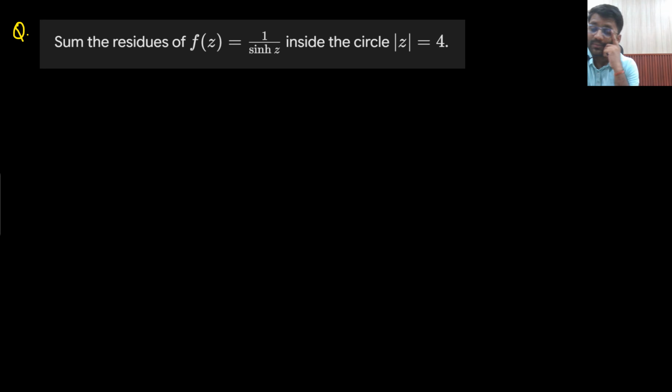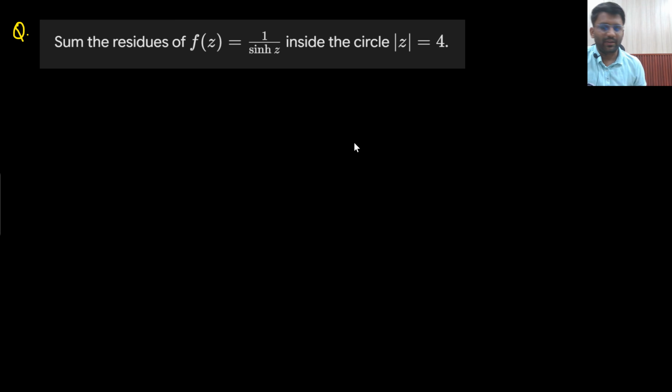Let's see this question. Sum of the residues, I guess this is the last, right? Yes. So let's see this question, then I will take a break. So sum of the residues of f of z equals 1 by sine hyperbolic z inside the circle mod of z equals 4.